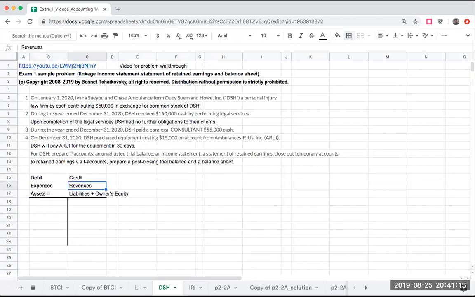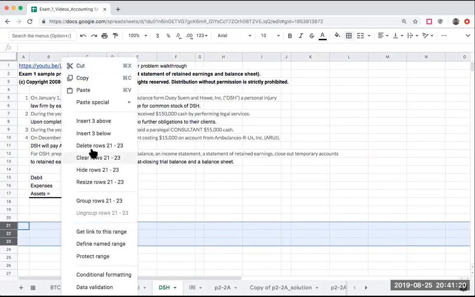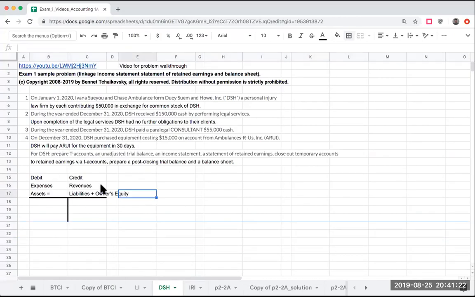And what this tells us right here is we're going to be recording our revenues with a credit, and we will typically record our expenses with a debit. That's what we're going through and doing now that we're moving over to this next phase.